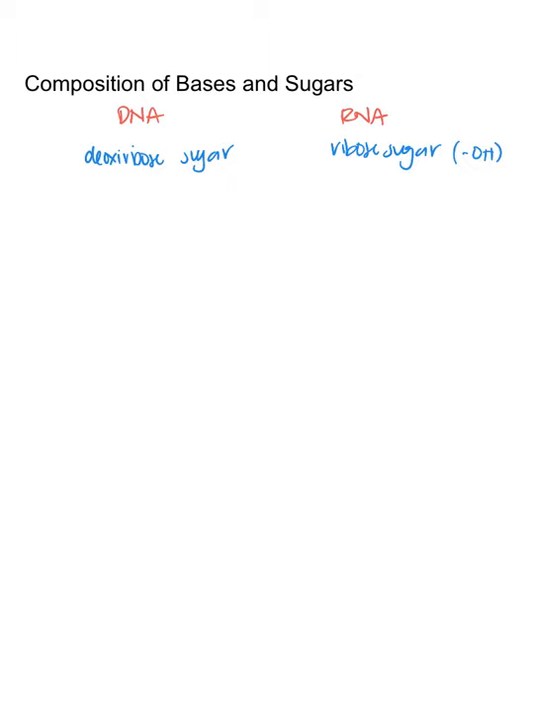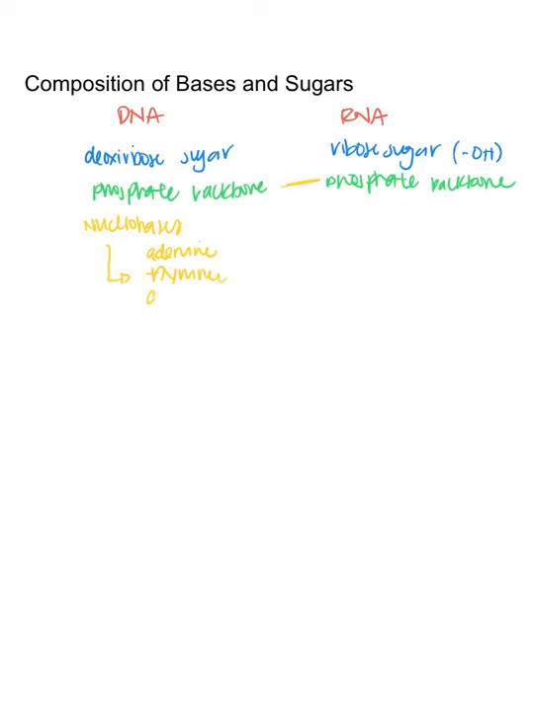All right, next, DNA has a phosphate backbone. RNA has a phosphate backbone. But the third piece here, okay, so this is a difference, or a similarity. The big difference here are the nucleobases. The nucleobases for DNA are adenine, thymine, guanine, and cytosine.